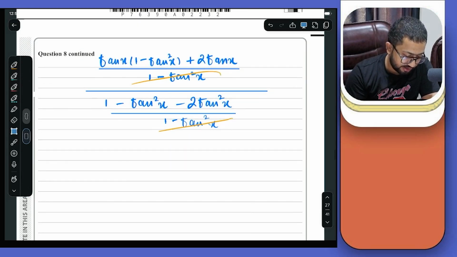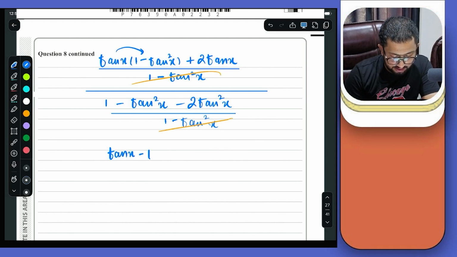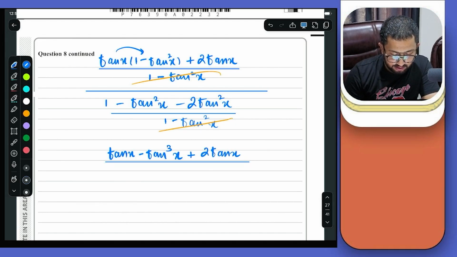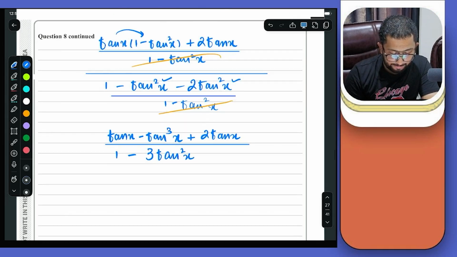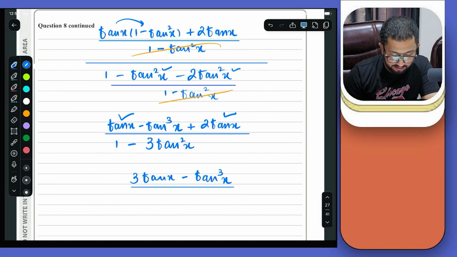tan x, shift tan x inside the bracket. So tan x minus tan cube x plus 2 tan x divided by 1 minus tan square x minus 2 tan square x, which is minus 3 tan square x. Tan x and plus 2 tan x can be added, so it will become 3 tan x minus tan cube of x divided by 1 minus 3 tan square x.